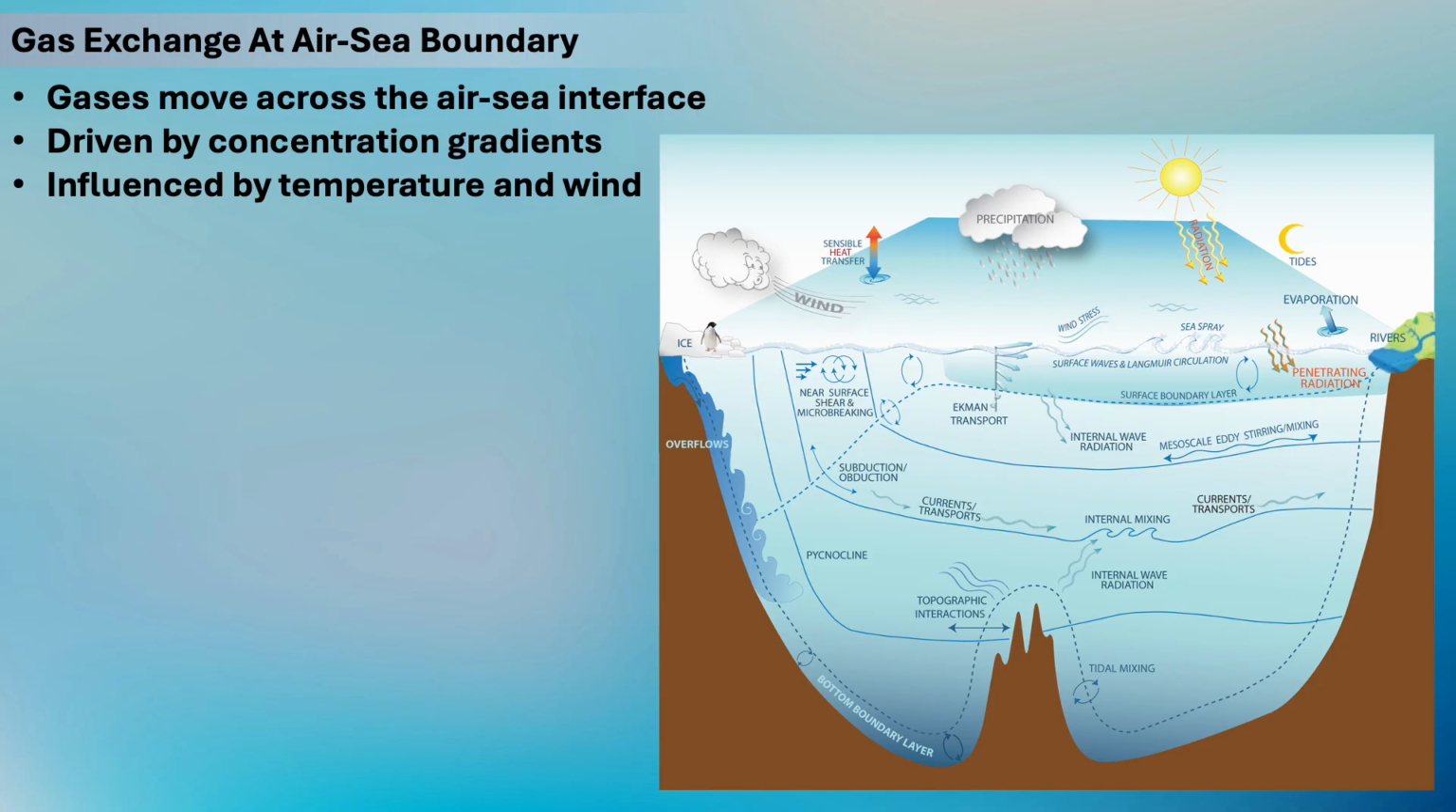Wind enhances gas exchange by increasing turbulence at the surface, exposing more water to the atmosphere. These mechanisms explain why dissolved gas concentrations vary spatially and temporally across the ocean, even without invoking circulation.